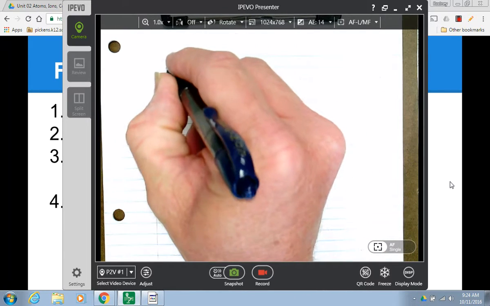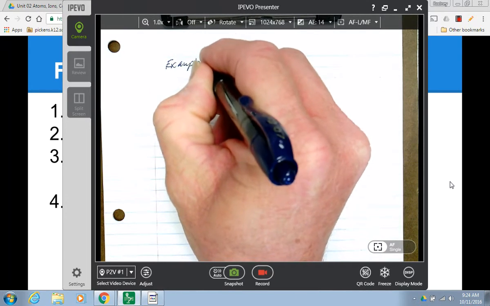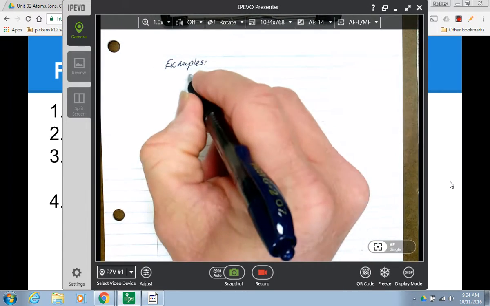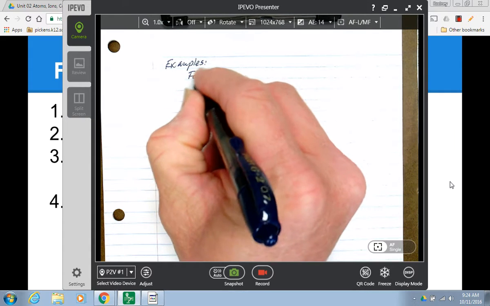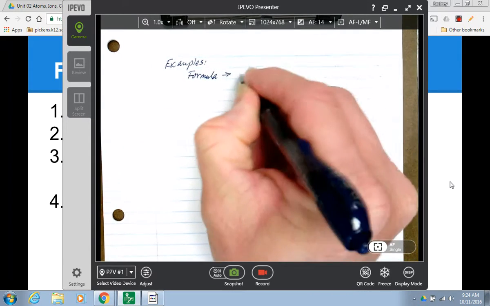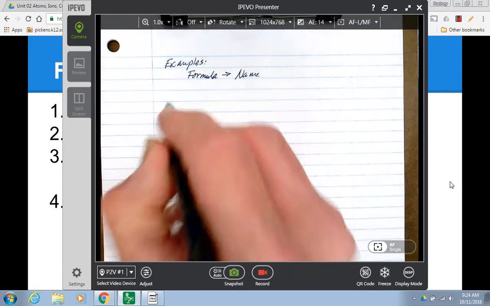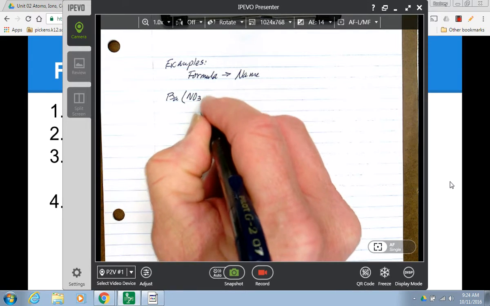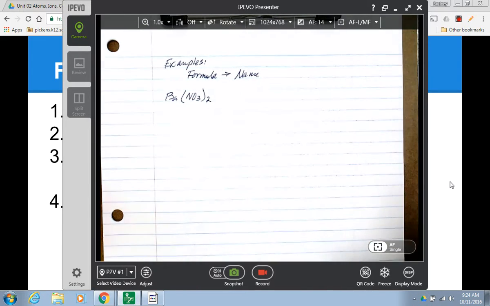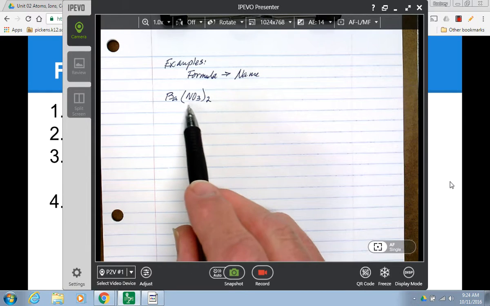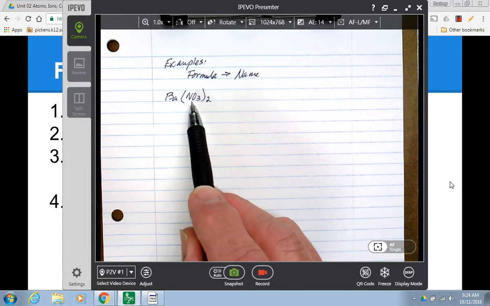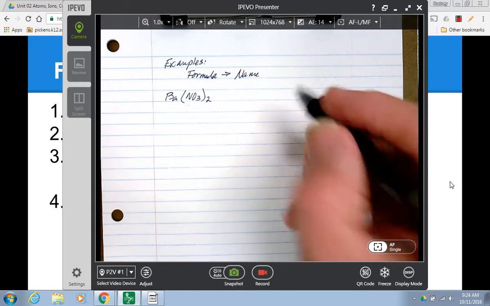All right, so here are some examples of what we're talking about when we deal with naming and writing formulas that involve polyatomic ions. So let's go from the formula to the name. That's what we're first of all going to do. Formula to name. So our first example, we have Ba(NO3)2, with a 2 on the outside of the parentheses. And so these parentheses let you know this is a polyatomic ion. Anytime you see parentheses in a formula, that automatically tells you you're dealing with a polyion. All right, so we name the cation first. Ba is barium.